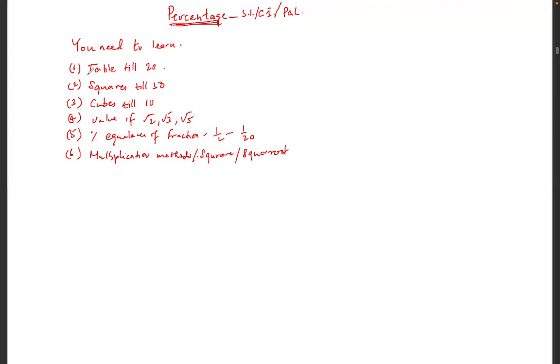Put this chart in your bedroom. Table till 20, squares till 50, and cubes till 10. No compromise. If you revise it 1, 2, 3 times, you will learn. So there should be no compromise on this. Now, let me take you through two things. These two things I'm going to discuss. This you need to do by yourself.